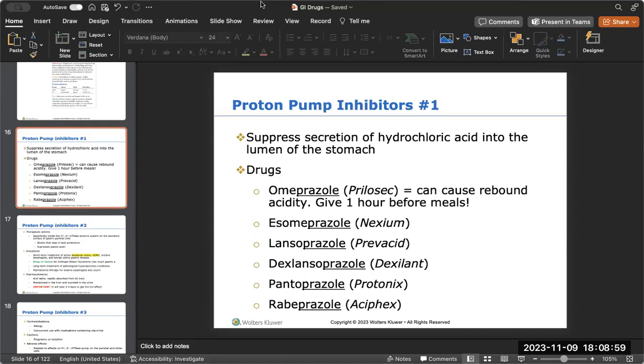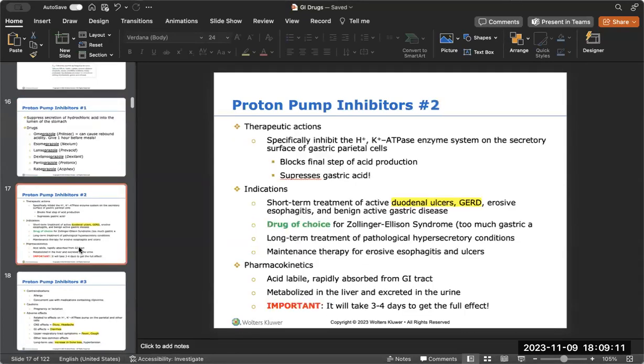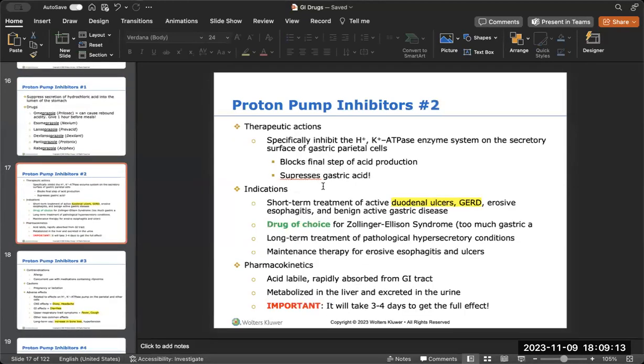Now, something specifically with omeprazole is that it can also cause rebound acidity. That's why we want to give this one 1 hour before meals. That's just something I wanted to point out with that. So the fancy thing that this is saying is that we have hydrogen ions that help make up that hydrochloric acid, and we're suppressing it by interfering with the pump that produces those hydrogen ions.